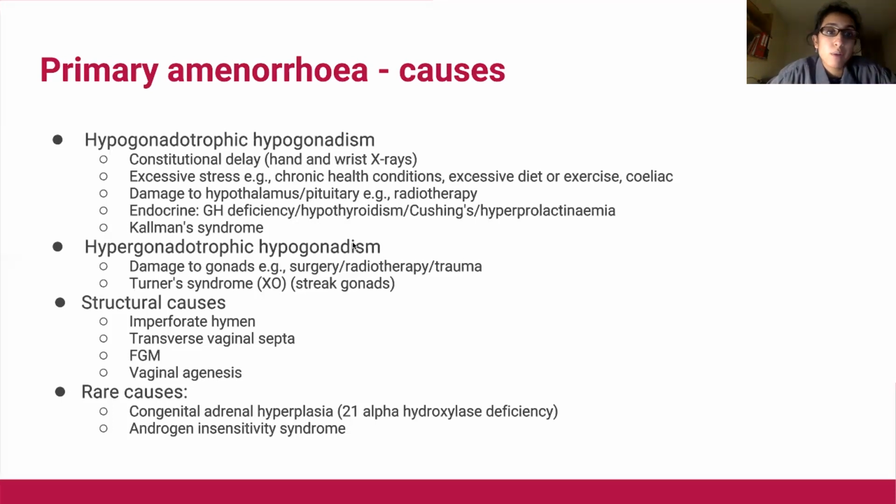Structural causes, so an imperforate hymen, transverse vaginal septa, so structural issues related to the fact that the menstrual blood can't leave the uterus. FGM, sadly, can also be a cause of primary amenorrhea. And vaginal agenesis, which is where the ovaries and the uterus are formed and intact, but there's an issue with the development of other structures, and so patients experience primary amenorrhea.